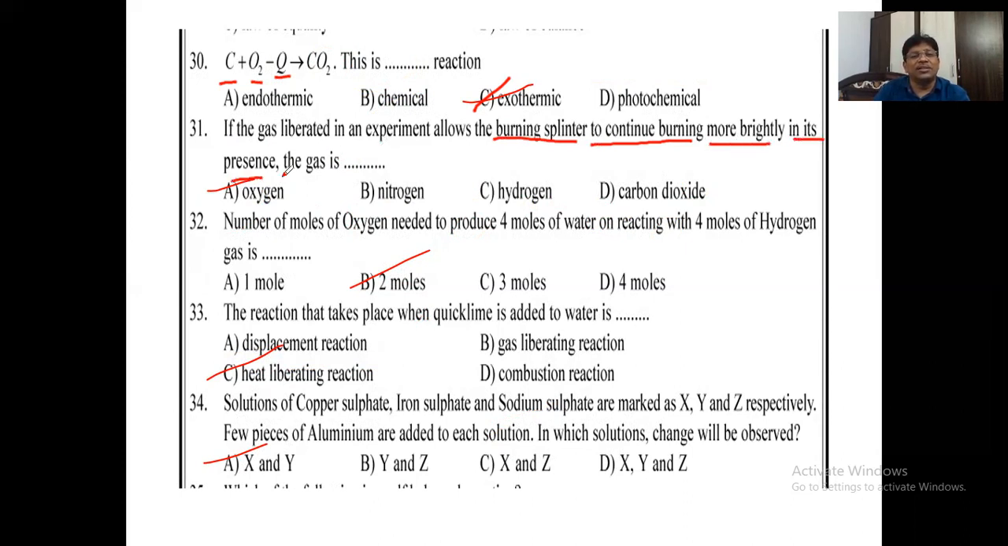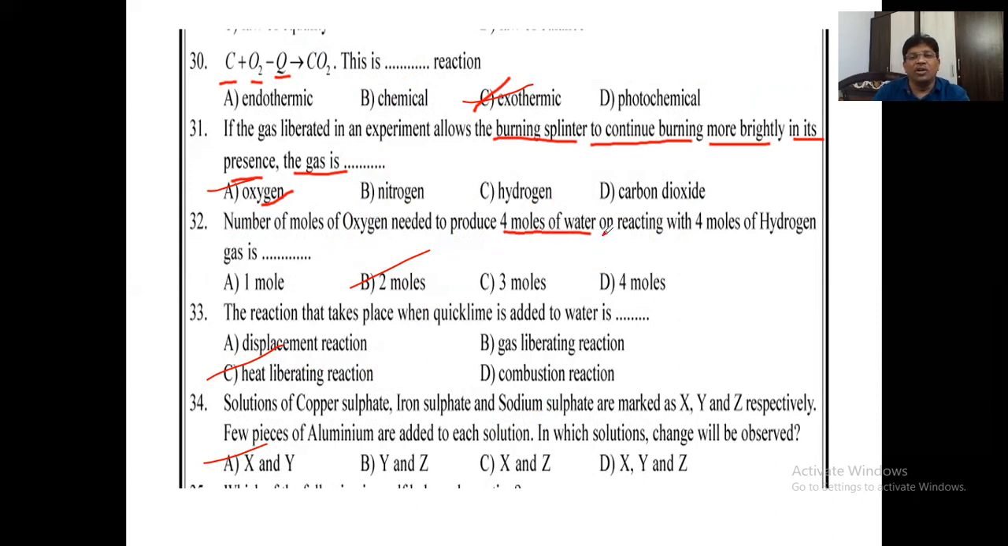Next, if the gas liberated in an experiment allows the burning splinter to continue burning more brightly in its presence, the gas must be what now here? Oxygen. Oxygen gas allows the burning splinter to continue burning more brightly. So the oxygen gas makes the burning splinter burn more brightly.